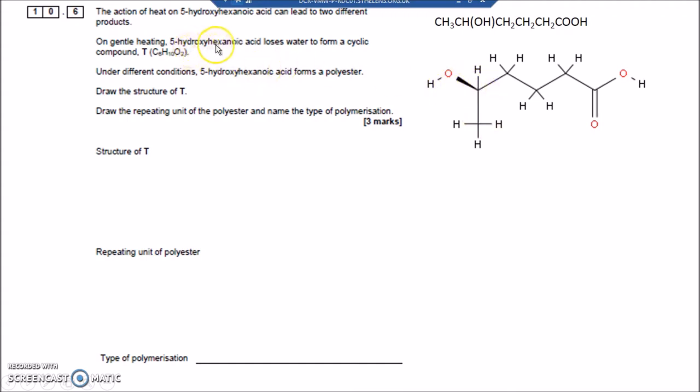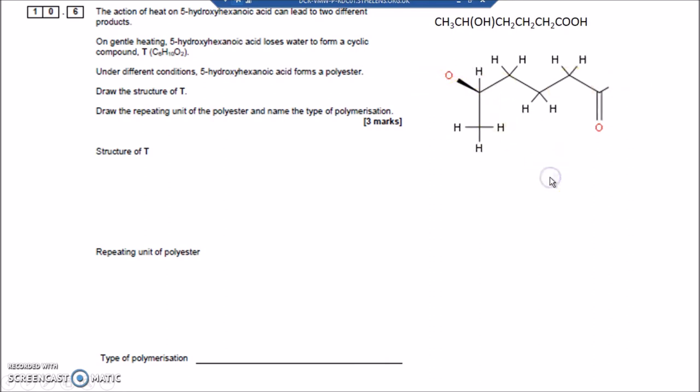Okay, on gentle heating, 5-hydroxyhexanoic acid loses water, so it's a condensation reaction to form a cyclic compound, it's going to go round in a circle. So what can happen? Well, a carboxylic acid group can react with an OH group. So it could react with itself because it's got a carboxylic acid group at one end and an OH at the other. So this end could react with this end in the presence of concentrated sulfuric acid. Then this happens, you lose the OH from the carboxylic acid end and the H from this end, like that. So I've lost the OH from here and I've lost the H from there. And just take it back again.